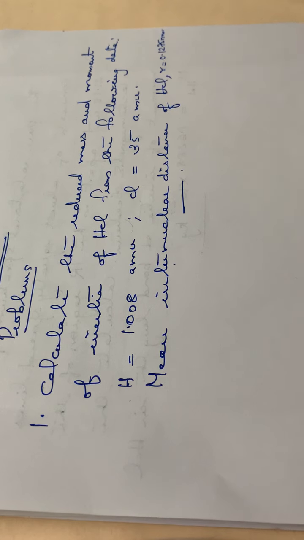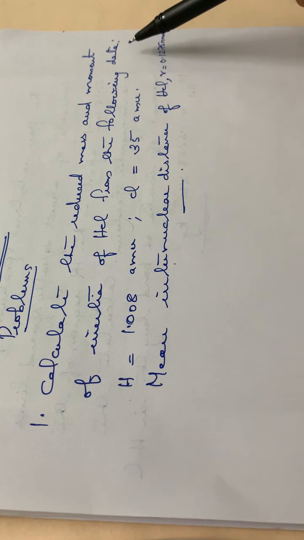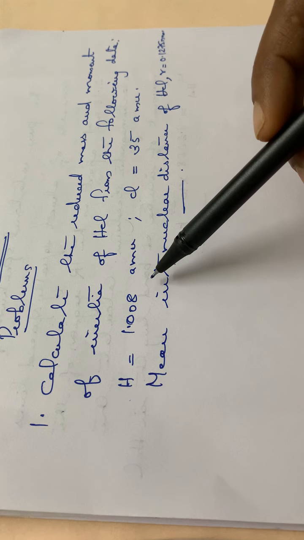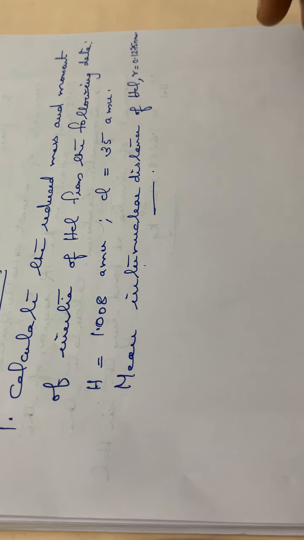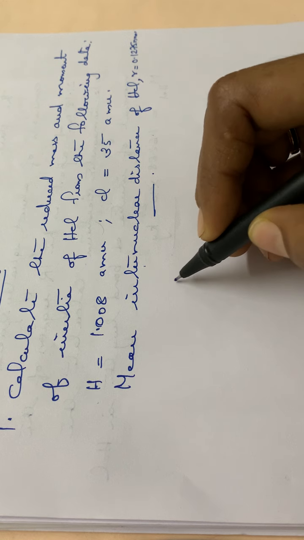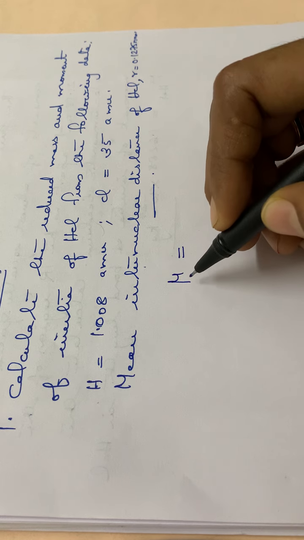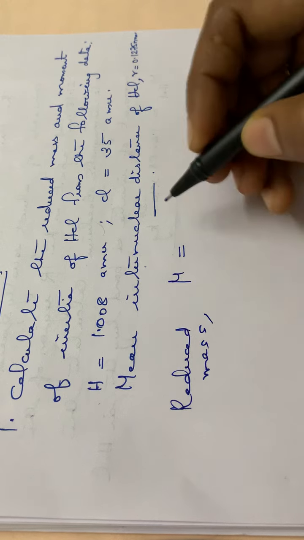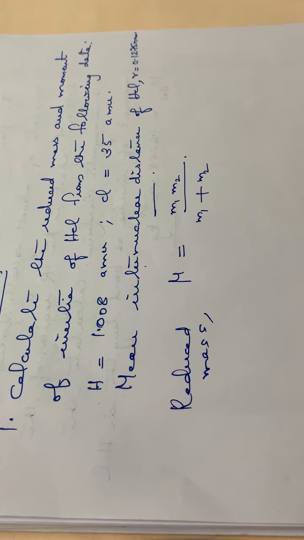So the first problem: calculate the reduced mass and moment of inertia of HCl from the following data. Given the atomic mass of hydrogen is 1.008 AMU, and that of chlorine is 35 AMU. We have studied the formula for calculating the reduced mass, right? What is the formula? Mu, the reduced mass, is equal to m1 m2 divided by m1 plus m2. Okay, so that is the formula.